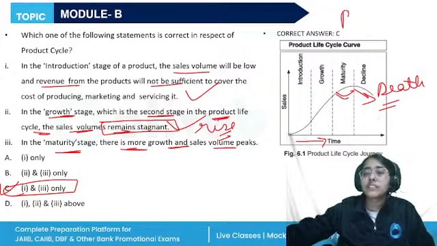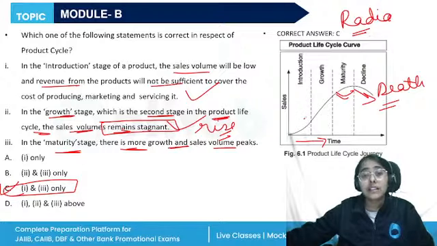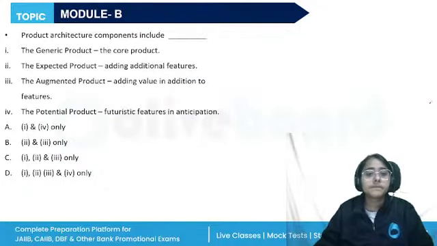The best example of this is radio. When radio was introduced, it had low sales. Then the sales peaked. Customers understood radio is helpful for listening to news, any shows, any updates. But then nothing new was done to the radio. The technology innovations like television and telephone and computers came in the market and it led to death of the product. All right. Next question.